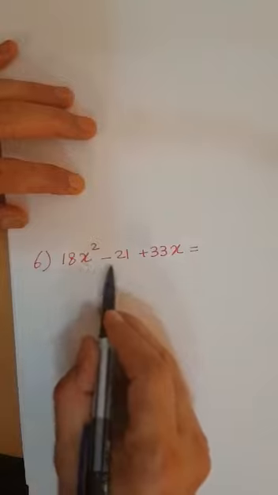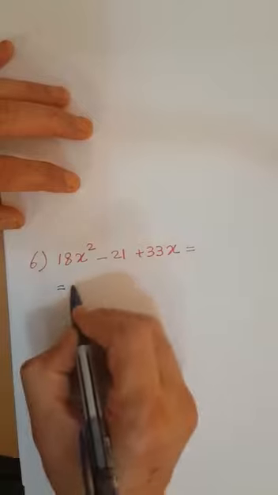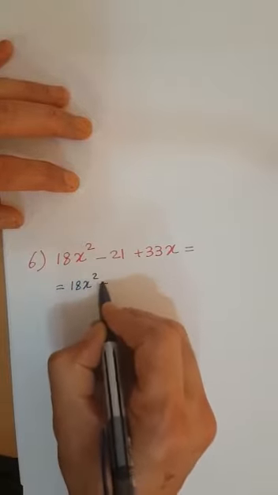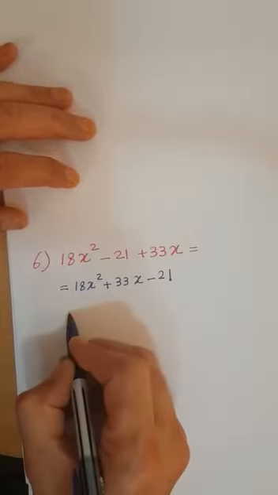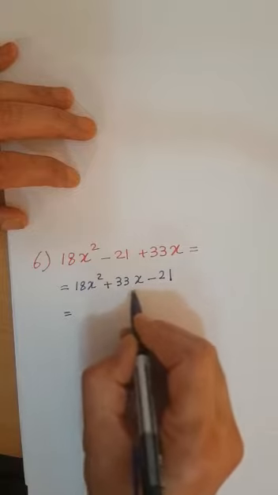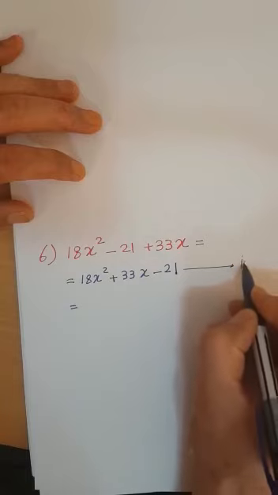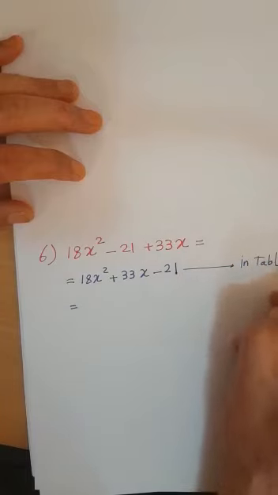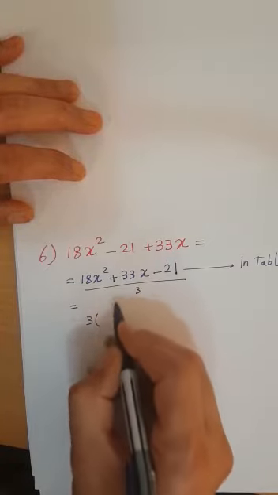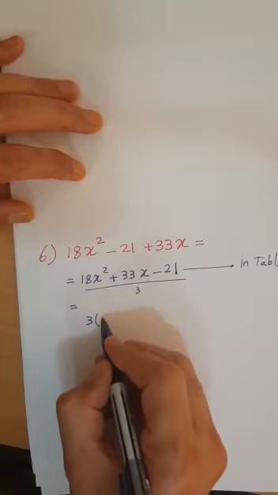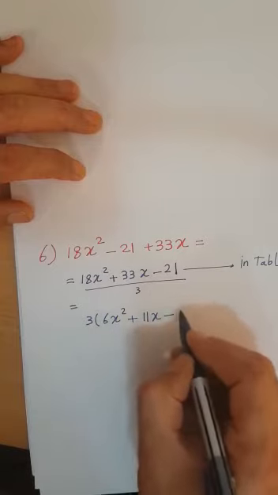Factorize 18x squared minus 21 plus 33x. You have to put the expression in order: 18x squared plus 33x minus 21, okay? And after that, look, do we have a common factor to take outside? Look at these numbers, 18, 33, 21 are all in the multiplication table of 3. This means all these numbers are divisible by 3. So multiply by 3 outside and divide by 3 inside: 18 divided by 3 is 6x squared plus 11x minus 21 divided by 3 is 7.